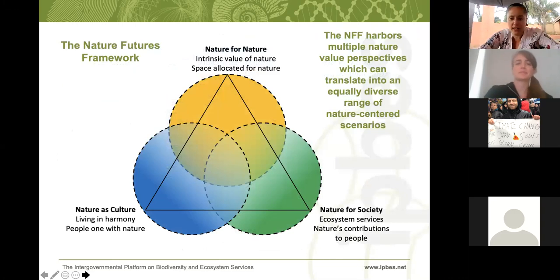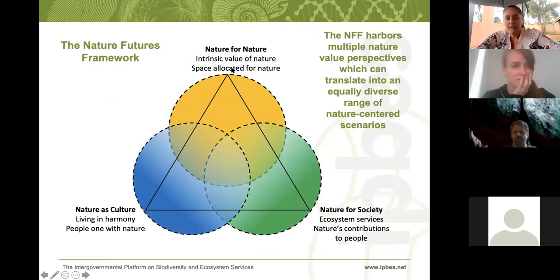Okay, so this is just going into that a little bit more detail. You can see some of the other phrases that we use to describe these corners. There's living in harmony with nature, people one with nature, and a lot of the ecosystem services and nature's contributions to people idea still sits around that nature for society side. And then the nature for nature component does capture intrinsic values for nature, nature for itself, but again, because we are humans working in this, it's still difficult to really define that area, but we're always trying to get as close to that as we possibly could.